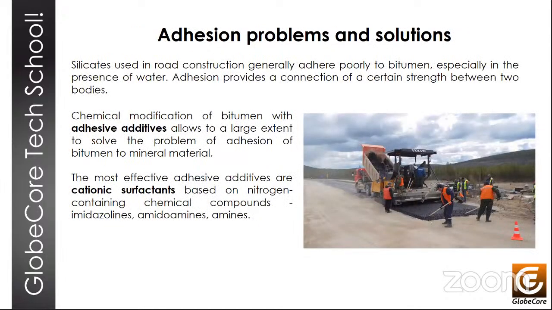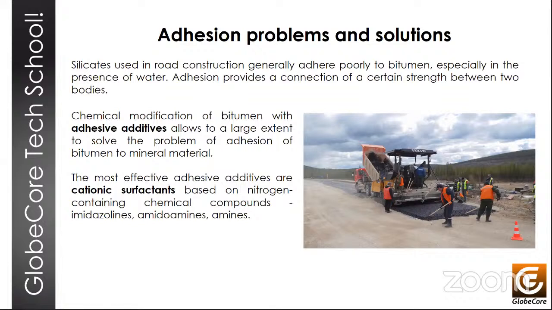All right, so let's talk about adhesion for a second. The quality of road surfaces and their durability largely depend on the adhesion strength of bituminous binders with mineral materials. A consequence of the lack of strong adhesion of bitumen to the surface of mineral materials is insufficient water and frost resistance. These cause erosion, peeling, chipping, cracking, and all sorts of things we do not want. Adhesion is the interfacial interaction between contacting surfaces of different nature, and adhesion provides a connection of a certain strength between two different bodies.